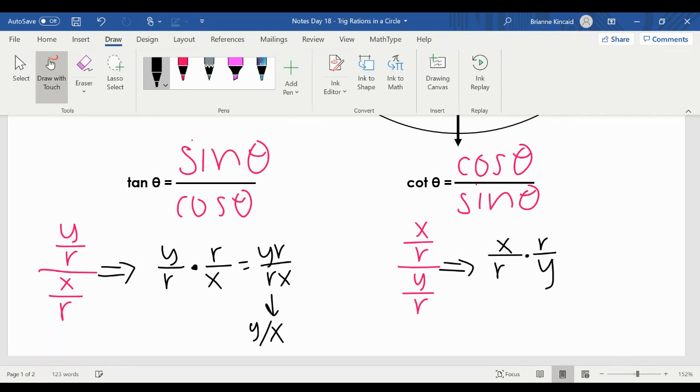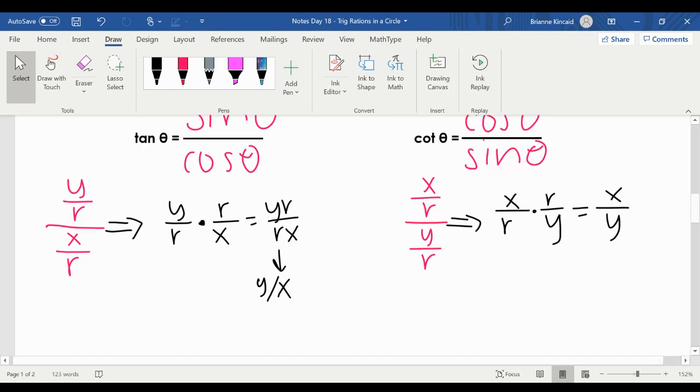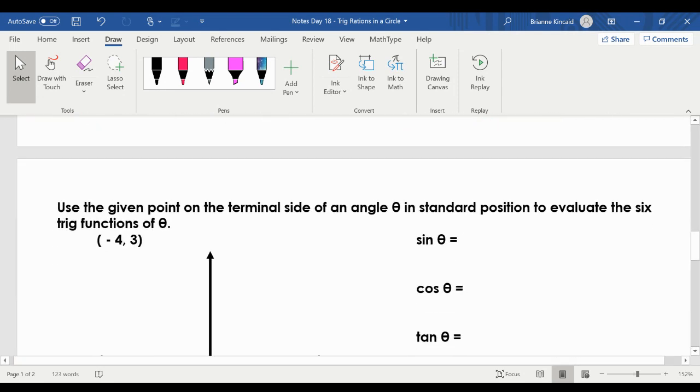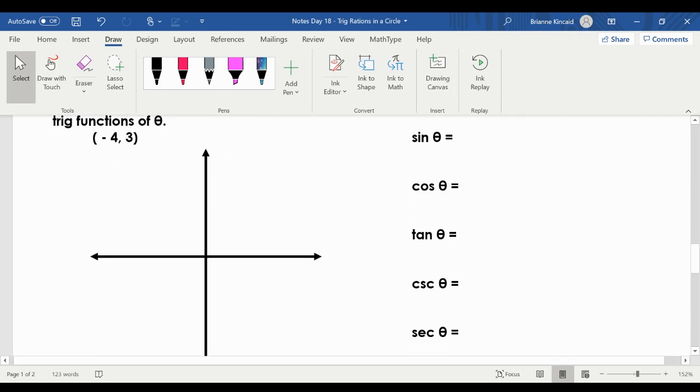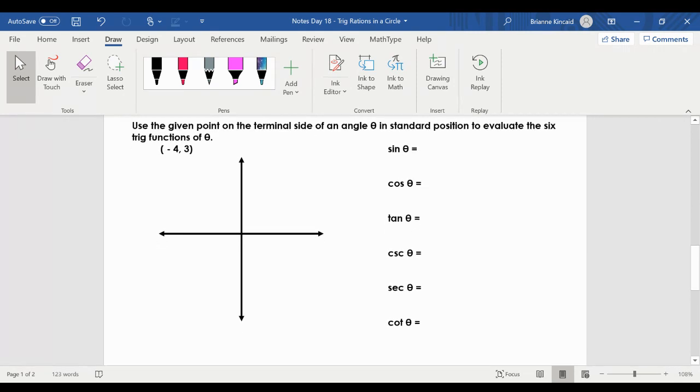Once again, the r's are going to cancel. You're left with x over y, which is the ratio for cotangent. Okay, so we're going to do just a couple examples of this.